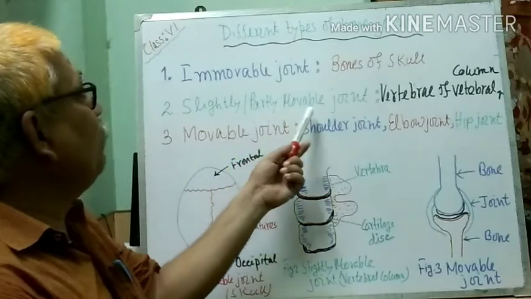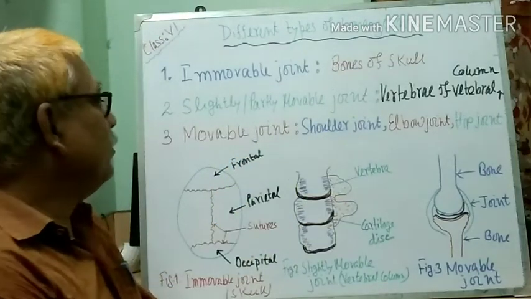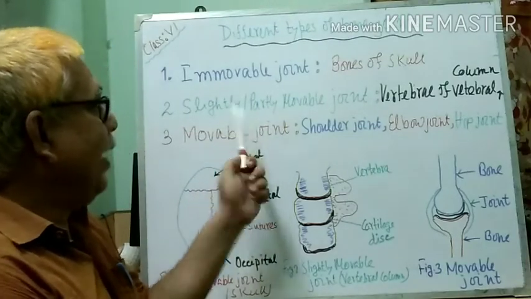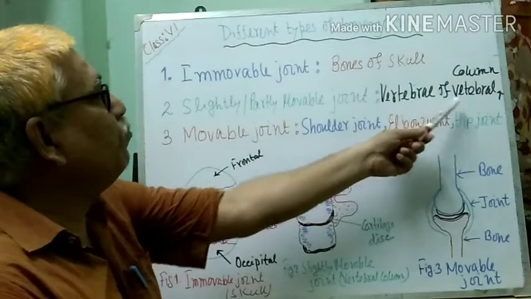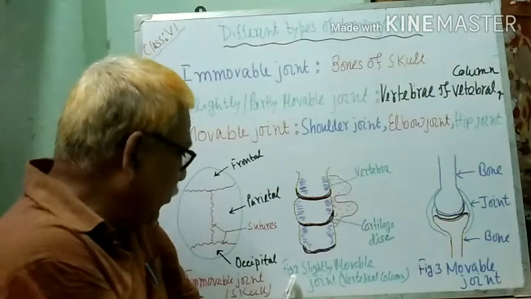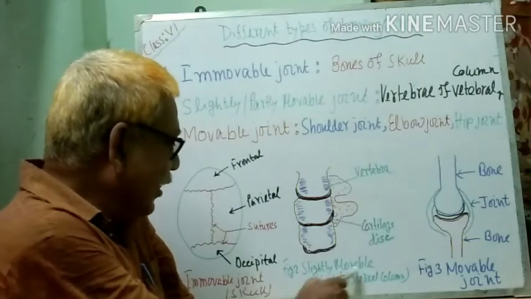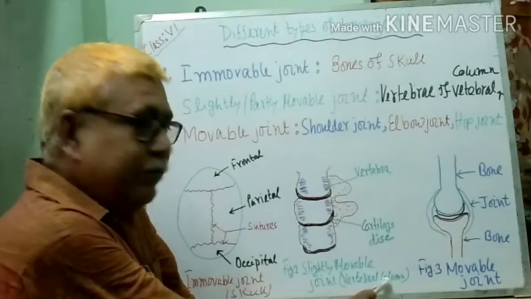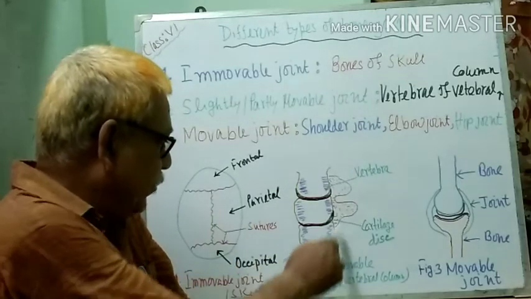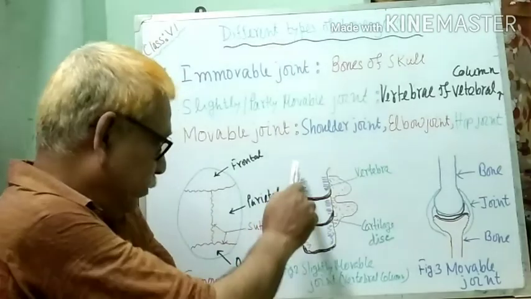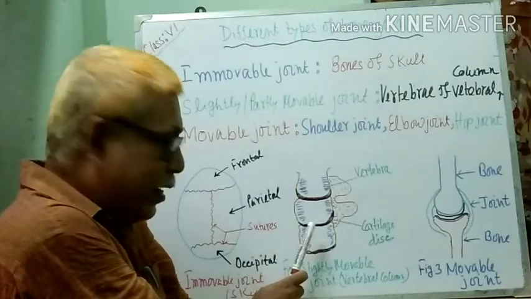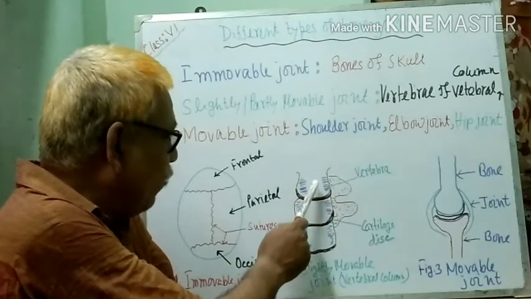Now, second, slightly or partly movable joint, also called cartilaginous joint. Example, vertebrae of the vertebral column. Look at this figure 2. Slightly movable joint, vertebral column. This is the vertebral column. The vertebral column is made up of vertebrae, singular vertebra, one vertebra, one vertebra, one vertebra.